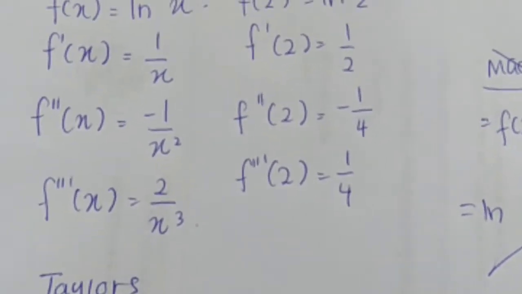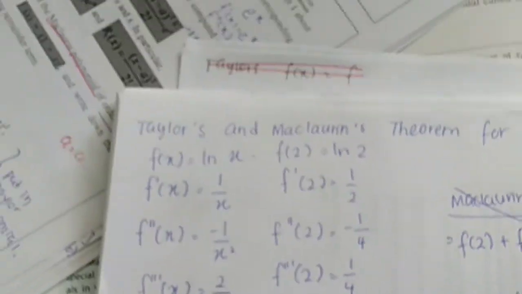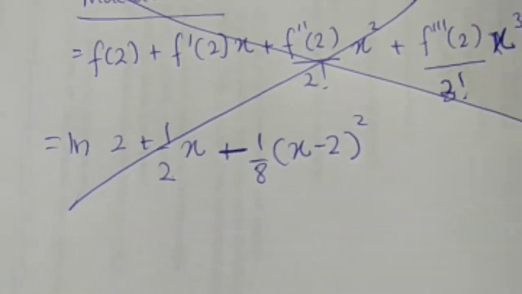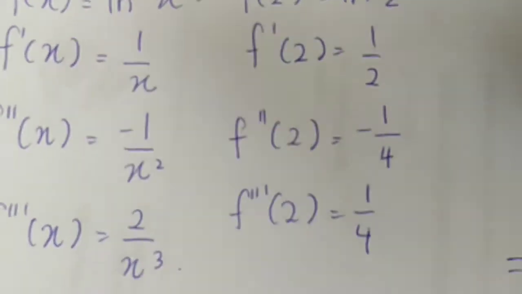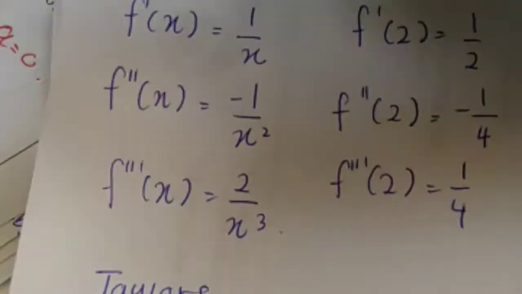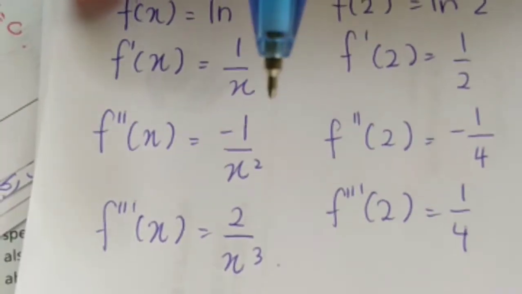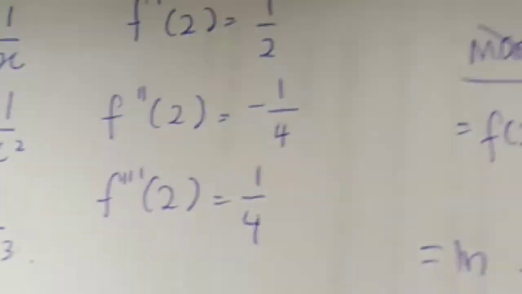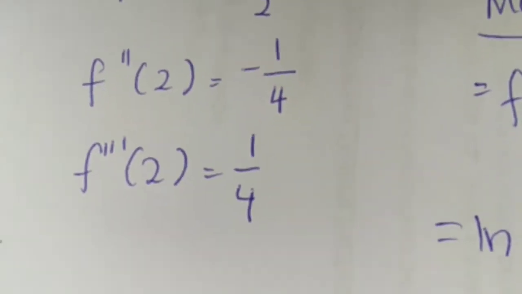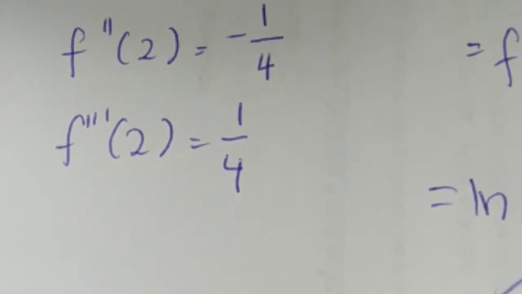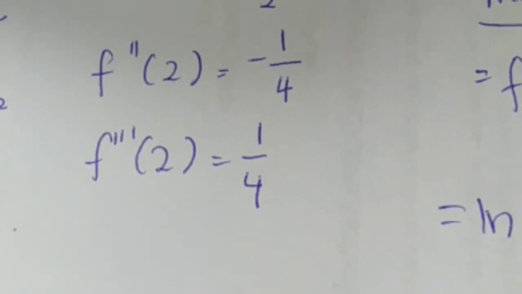So for an example of Taylor's and Maclaurin's theorem, let us do this question. Find the Taylor's and Maclaurin's polynomial for f(x) equals ln x of order 3 about 2. So first step, we do the derivatives first. So f(x) is ln x, f prime(x) is 1 over x, f double prime(x) is negative 1 over x squared, and f triple prime(x) equals 2 over x cubed. So we substitute x with 2, so we have f prime(2) is 1 over 2, f double prime(2) is negative 1 over 4, and f triple prime(2) equals 1 over 4.